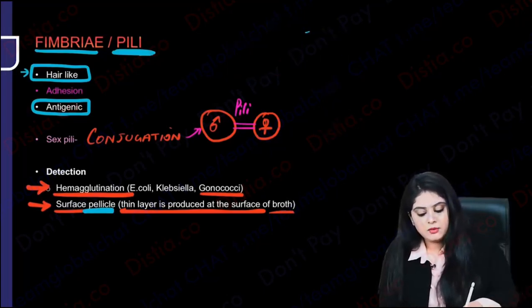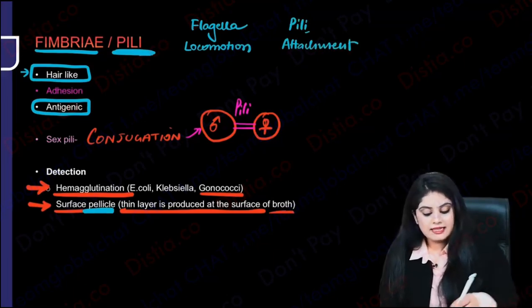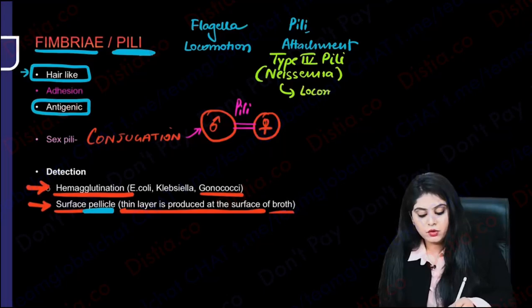So now I'm gonna make that thing that I told you right now. Flagella is mainly for locomotion and pili is going to be for attachment. However, can there be some pili called as type 4 pili, which is important in Neisseria? In Neisseria, type 4 pili is also used for locomotion.